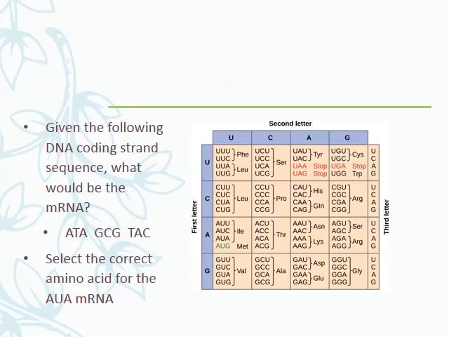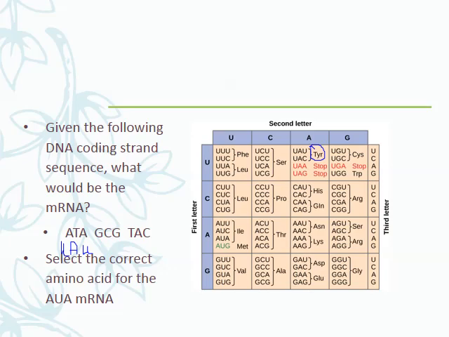Let's look at the following problem. Given the following DNA coding strand sequence, what would be the messenger RNA? Remember, in DNA, A would go to T, but in messenger RNA, thymine is replaced by uracil. So we would have U, A, U. If we look at the dictionary and find U, A, U, the answer would be tyrosine.